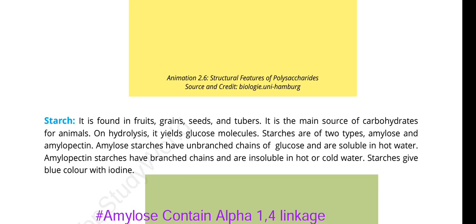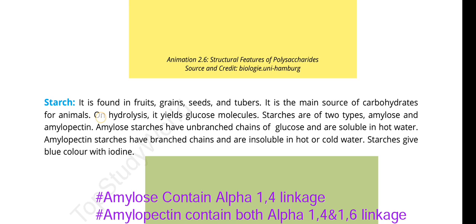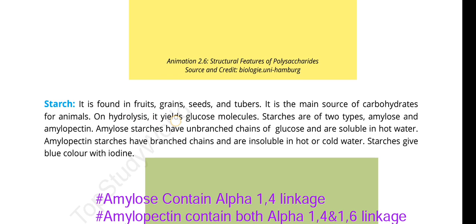And what is starch? Starch is a polysaccharide and it is found in fruits, grains, seeds, and tubers. Actually, the main storage in plants is in the form of starch. The storage form of plants is starch, and the transport form in plants is sucrose. It is the main source of carbohydrates for animals. Actually, all polysaccharides on hydrolysis give glucose subunits, so on hydrolysis it yields glucose molecules.